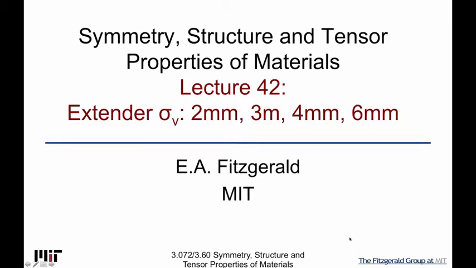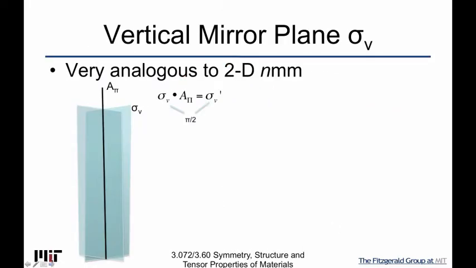As we described in the previous lecture, the strategy here is to knock off things that we're already pretty much familiar with. So we're going to jump down to the vertical mirror plane operation, sigma v, and that produces the analogs of the 2D ones we've already done, which is 2mm, 3m, 4mm, and 6mm. So we see this here, and it's really a complete analogy to what we've already done.